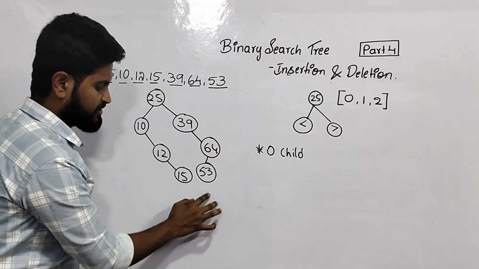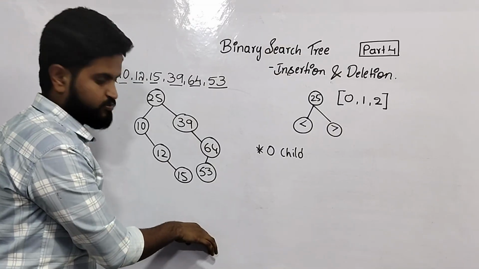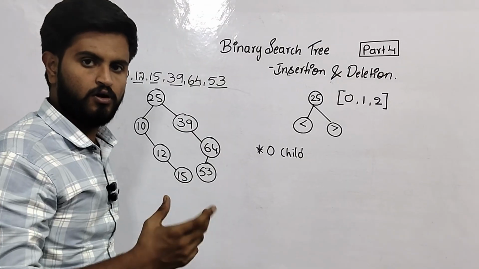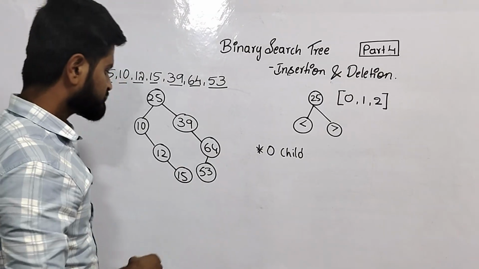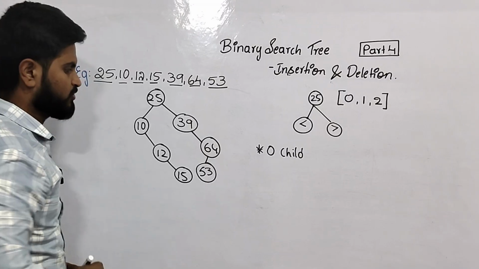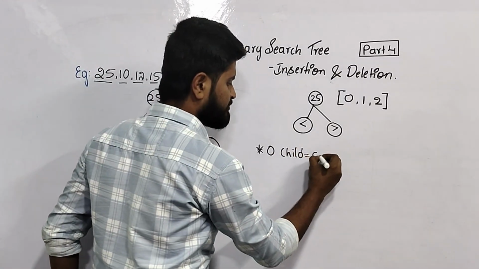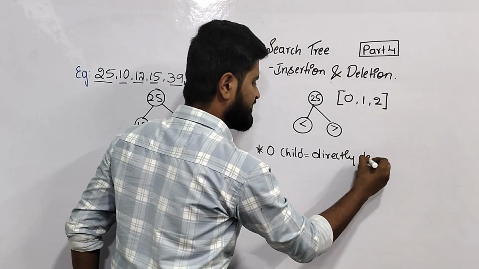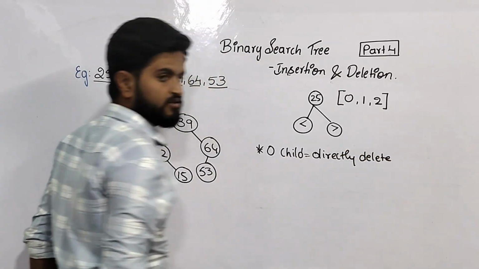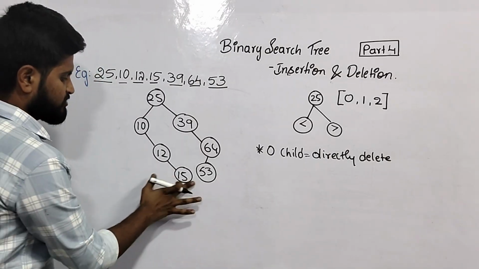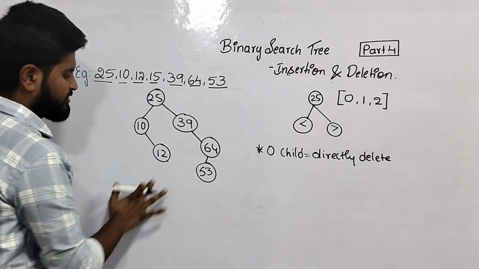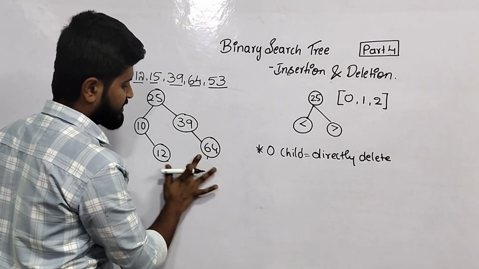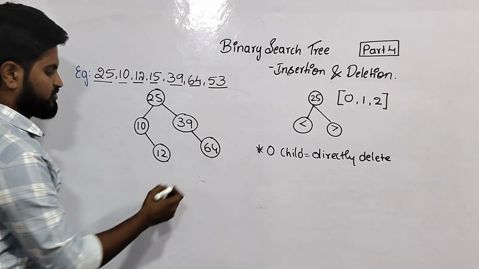53 also does not have any child or any nodes passed through it. So you can consider 53 is also a leaf node, or a node with 0 children. Now if I want to delete the nodes which have 0 children, I will directly delete them. So if I want to delete 15, I will delete it directly. And if I want to delete 53, I will delete it directly because they have 0 children.